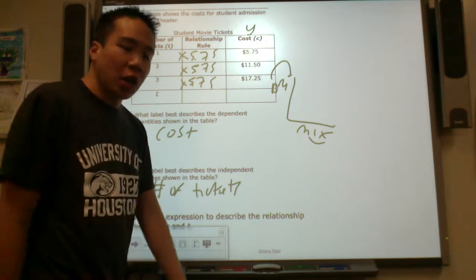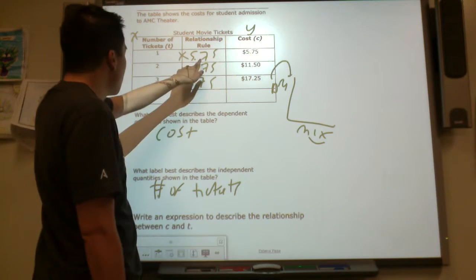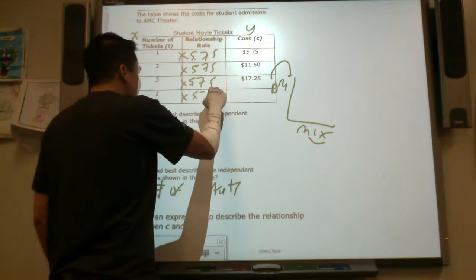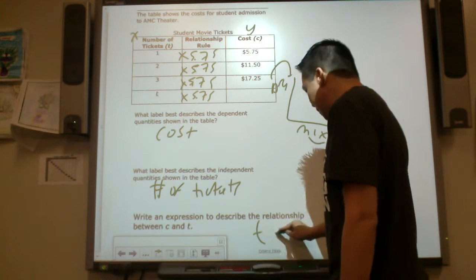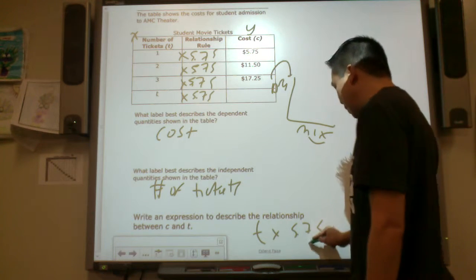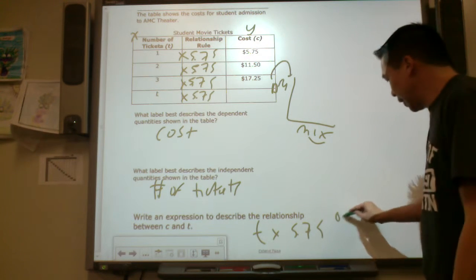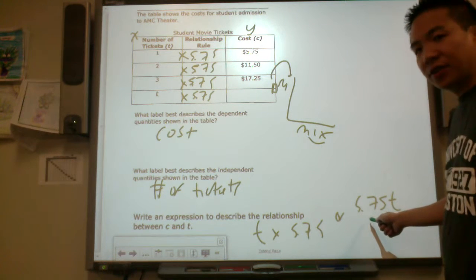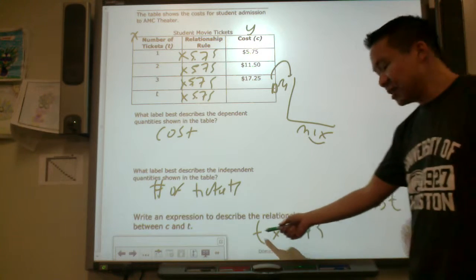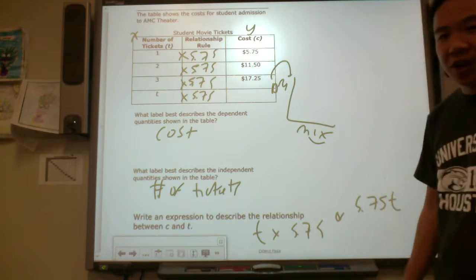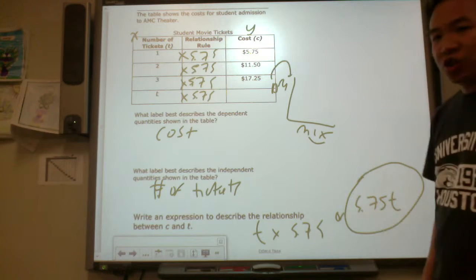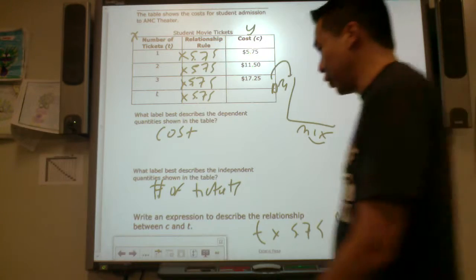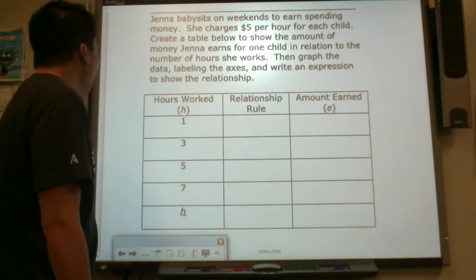Are we using x and y? No, we're using C and T. So you're multiplying all of these 1, 2, 3 ticket numbers. T times 5.75. There's another way to write that: 5.75T. It's just 5.75 times the number of tickets, or number of tickets times 5.75. Both of these are correct. However, when we do groups of stuff, we usually write the number first before the variable when multiplying.